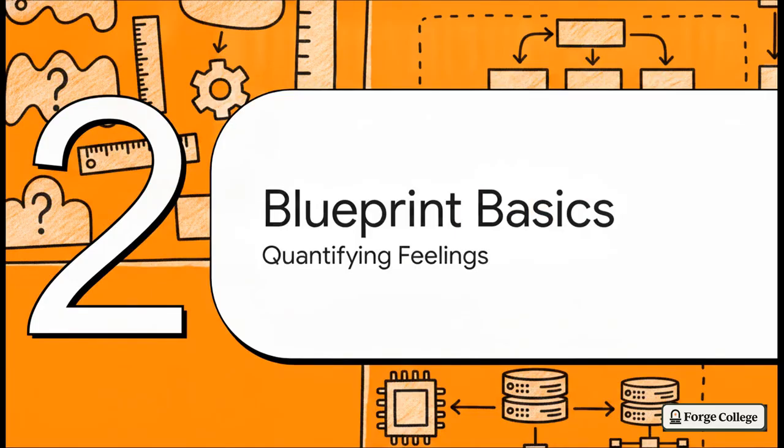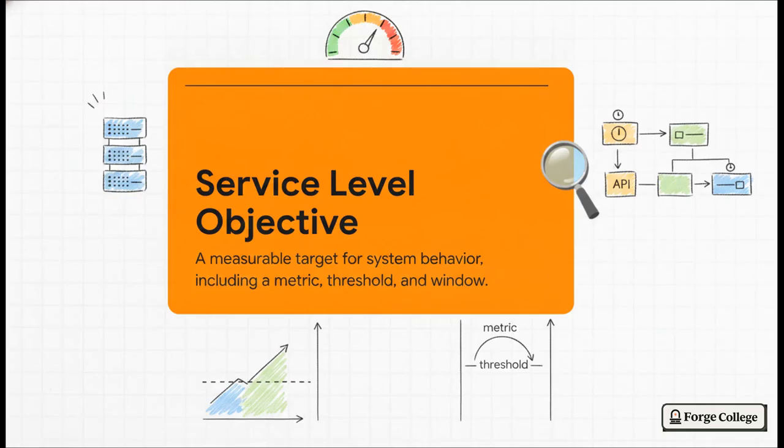Moving on to Section 2, Blueprint basics. We've got to turn those qualitative feelings into quantitative engineering constraints. So enter the SLO, or service level objective. This is essentially a measurable target for your system's behavior that includes a metric, a numeric threshold, and an observation window. Simply put, an SLO is a strict promise.